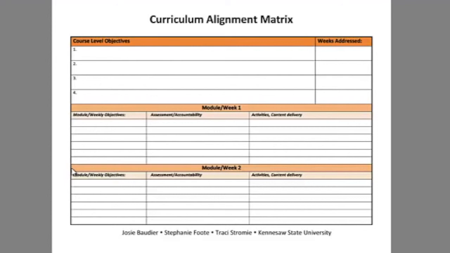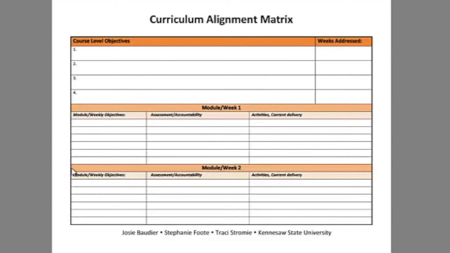So again, we're looking at that backwards design model. So we're thinking about our course level objectives first. What are those big, broad, overarching ideas we want our students to walk away with? And then thinking about what weeks they're addressed. This might be something that you fill in first, or it might be something you fill in after you've completed this entire chart. So next, you will write your module or weekly, however you decide to structure it, objectives. So what specific skills will students walk away with from each week or each module?